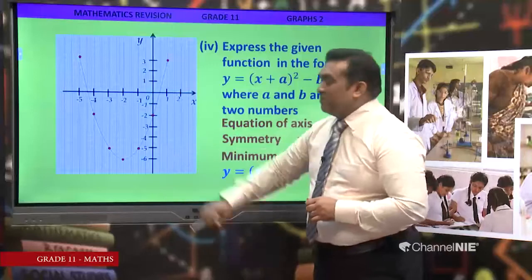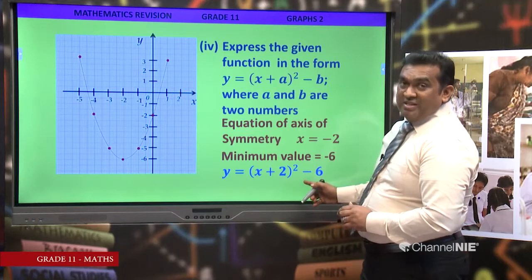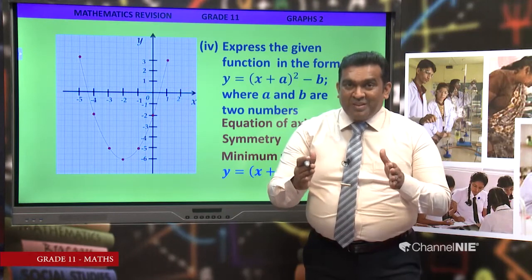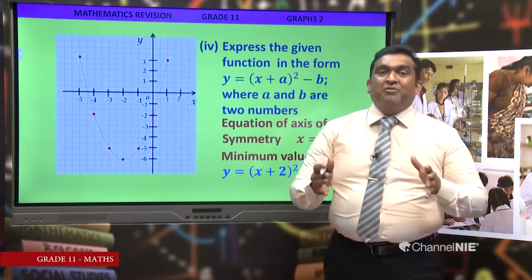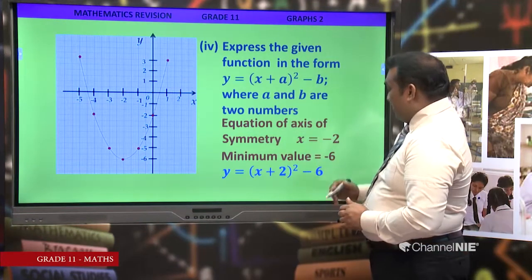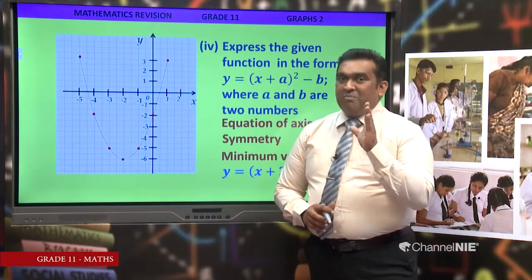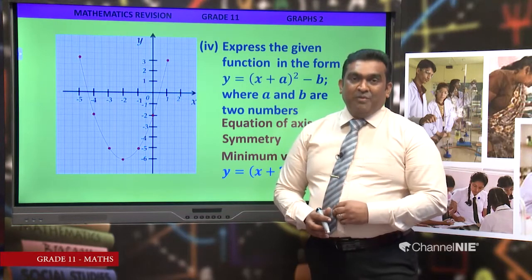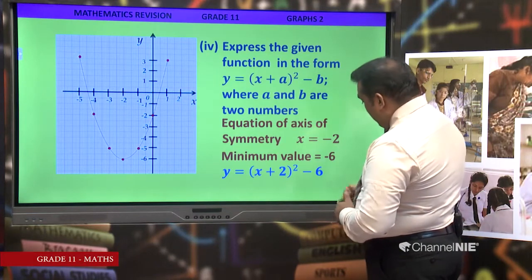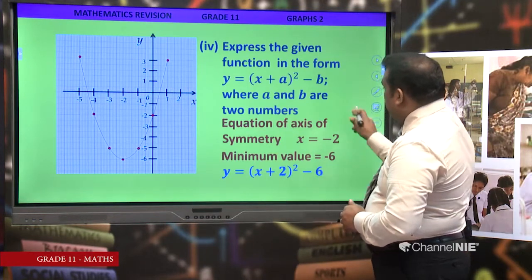Here the minimum value is minus 6. Minus 6 is unchanged. Suppose the minimum value of the curve is 2, here also you have 2 without changing. You do not change the minimum value or maximum value when writing the equation of the curve. According to that, (x plus 2) squared minus 6.